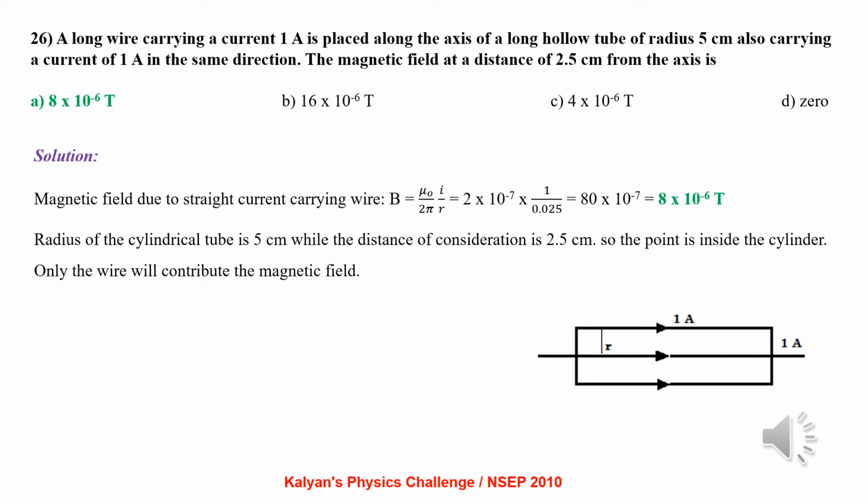Radius of the cylindrical tube is 5 cm, while the distance of consideration is 2.5 cm. So the point inside the cylinder does not have any magnetic field due to the current in the cylinder. So only the wire will contribute the magnetic field. So the correct option is 8 into 10 power minus 6 Tesla.